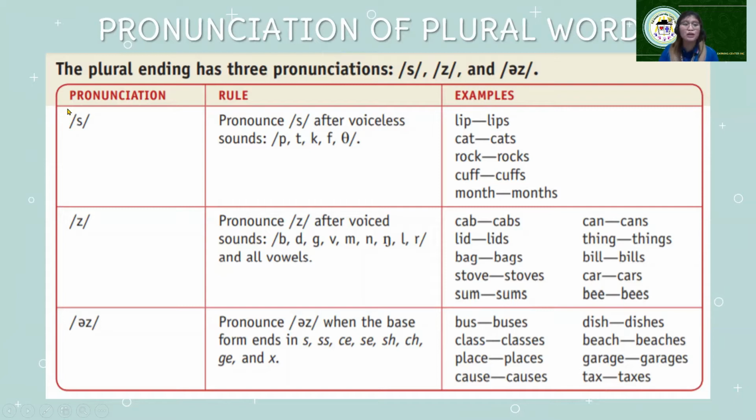So you see, there are different ways to pronounce the plural words, especially if it ends with the following. There are 3 pronunciation rules. We have the S sound, the Z sound, and the iz sound. Let's continue.